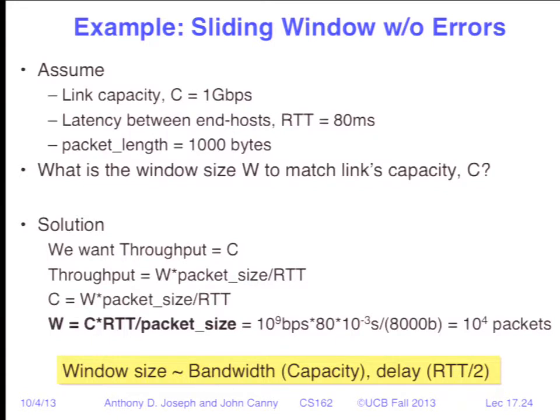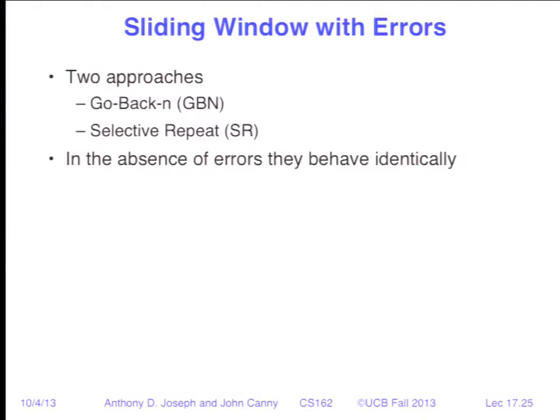All right. So now let's introduce errors, because that makes it more fun. There are two ways we could deal with errors. And errors in this case is a lost packet or a lost acknowledgement. The first approach is called go back n. And it means just that. We're going to rewind back n and retransmit. The other is selective repeat. Now, if there are no losses, these two protocols behave identically. Just as I showed you is exactly what happens.